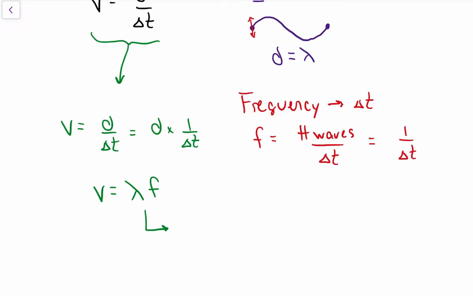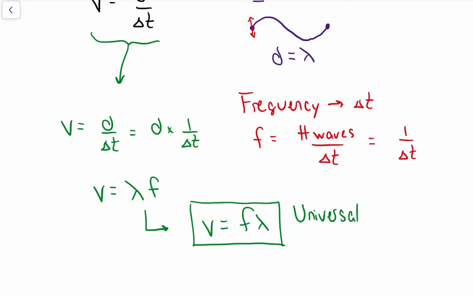That's not wrong, but textbooks and sources online always put the f first. v is equal to f lambda. I just switched the order of how we multiplied. This is called the universal wave equation. Basically, f and lambda are both on the right-hand side of the equal sign, and they're both on the numerator.